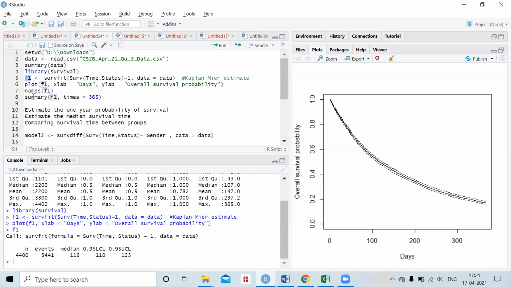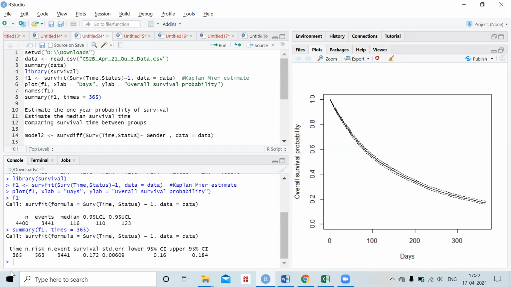Then, to estimate the 1 year probability of survival: if you just want to see the last probability, the probability of surviving till the 365th day, what we run is summary of F1 with times equal to 365 at the end. When we run this at time 365, we have this many at risk still left. This is the event count, and this is the survival probability. There is a 17.2% probability of survival still there.